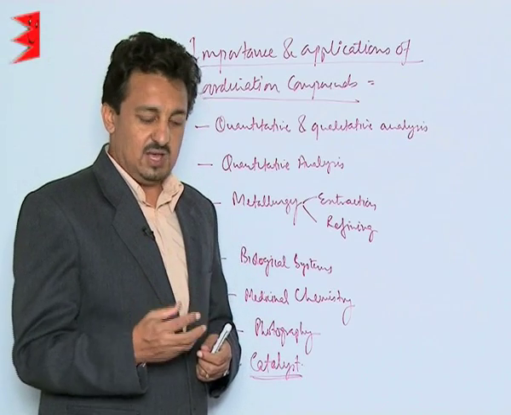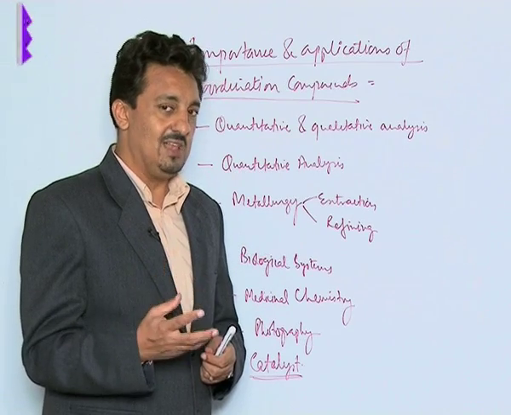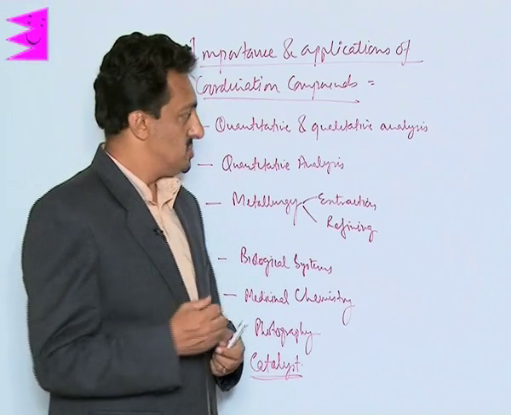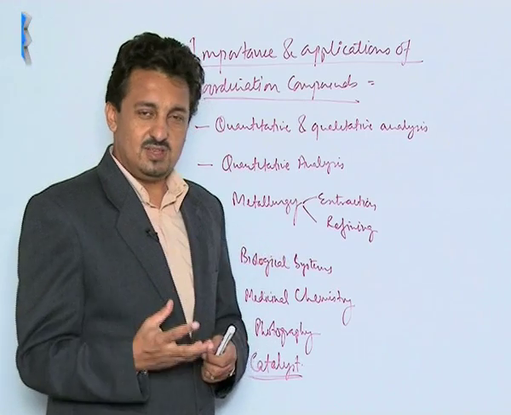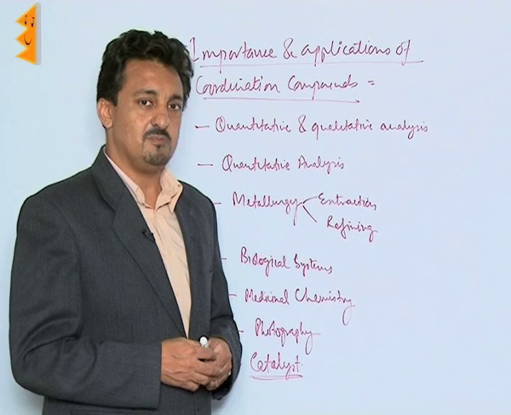We also use a number of other reagents like DMG, dimethyl glyoximate, for testing the presence of nickel. So all these are coordination entities which are basically used in the qualitative as well as quantitative analysis of the coordination compounds.